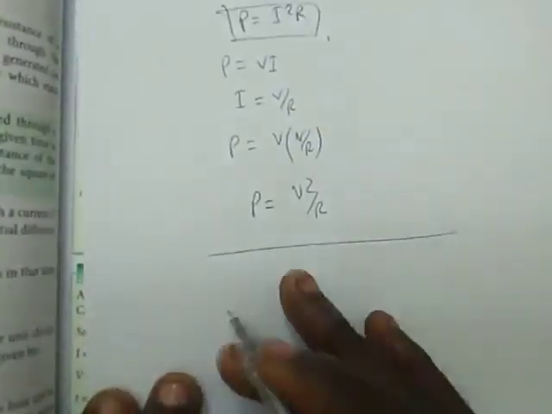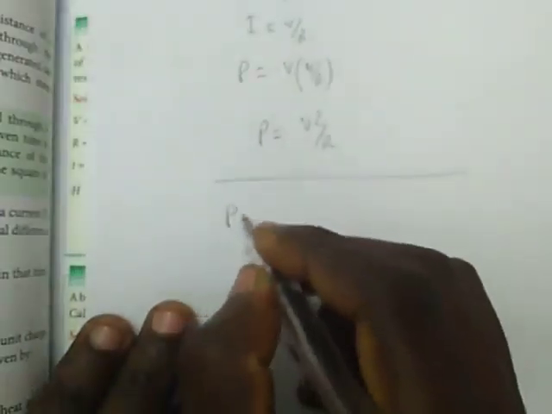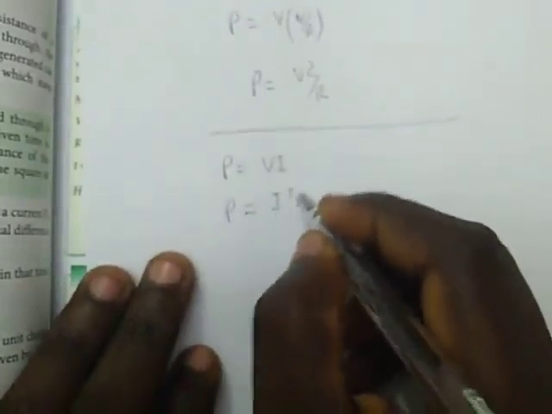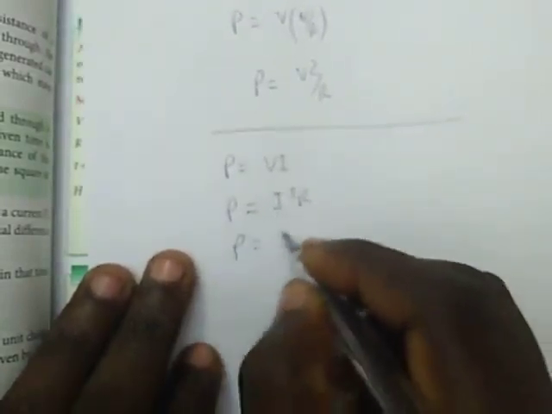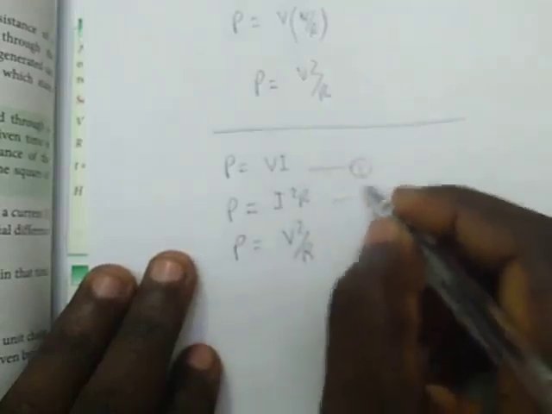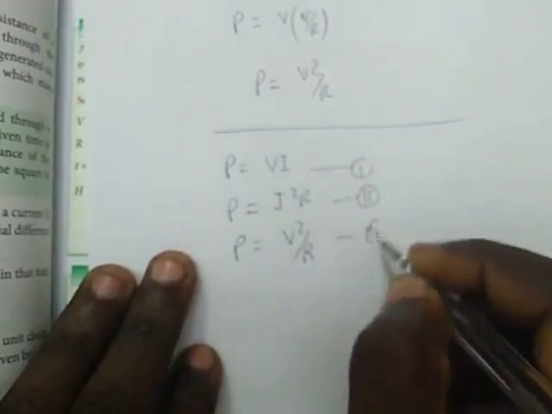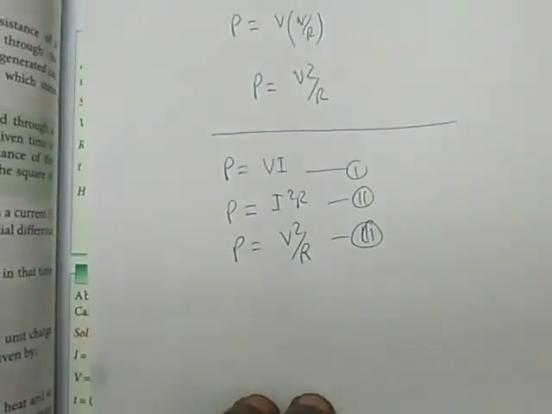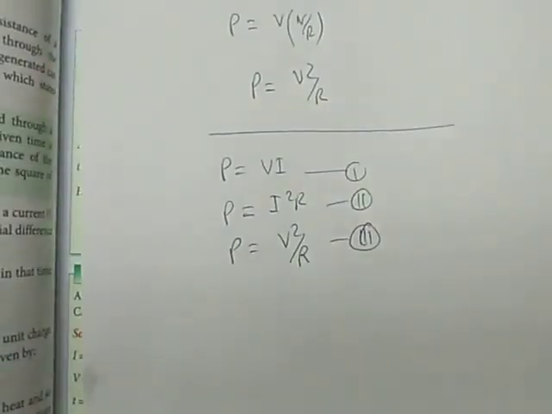So we have three equations representing power. Power is equal to voltage times current. Power is equal to current square times resistance. And power is equal to voltage square divided by resistance. Equation ya kwanza, equation ya pili, equation ya tatu. From there hakuna maelezo ya ziada, ni wewe tu kujua jinsi ya kukalkulate maswali ya power. Bas, hakuna maelezo ya ziada.